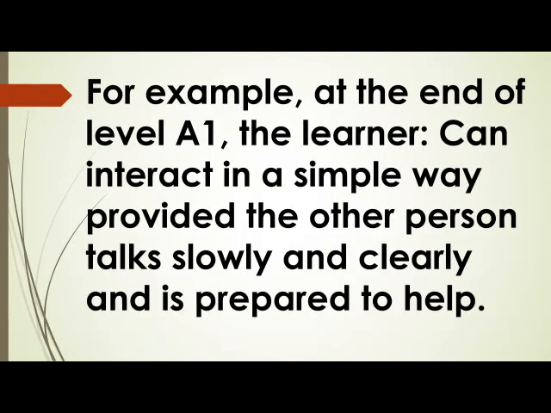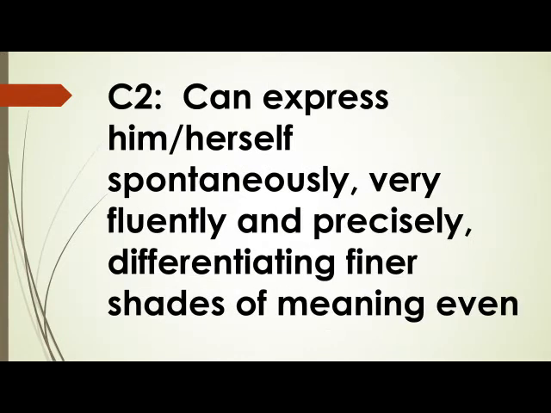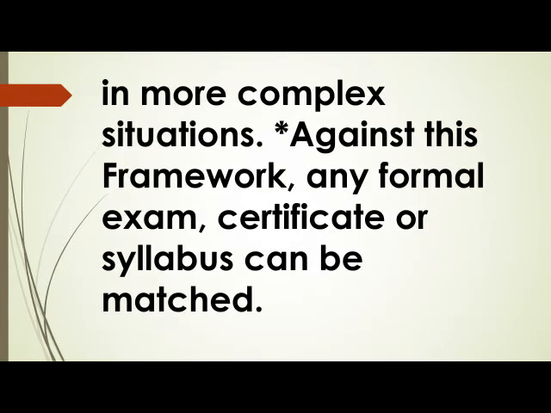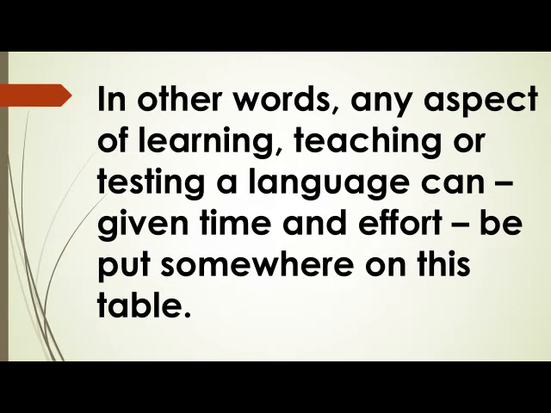writing. For example, at the end of level A1, the learner can interact in a simple way provided the other person talks slowly and clearly and is prepared to help. C2 can express him and herself spontaneously, very fluently and precisely, differentiating finer shades of meaning even in more complex situations. Against this framework, any formal exam, certificate, or syllabus can be met. In other words, an aspect of learning, teaching, or testing a language can, given time and effort, be put somewhere on this table.